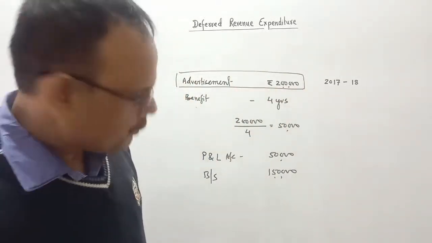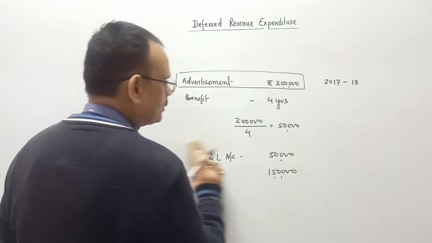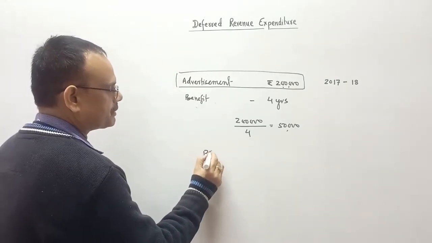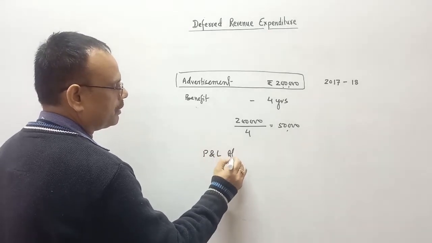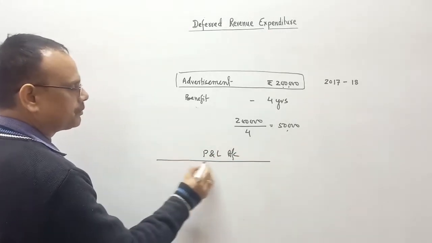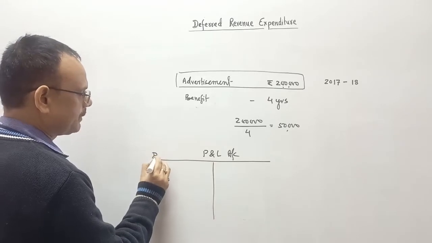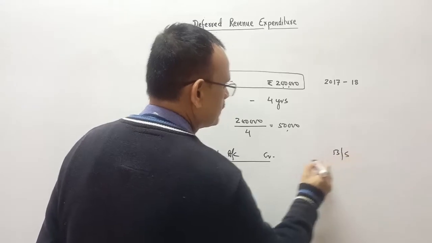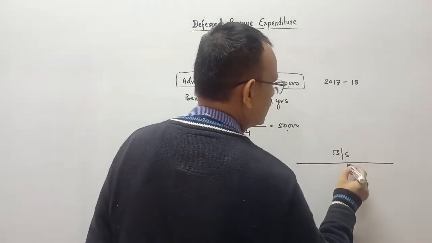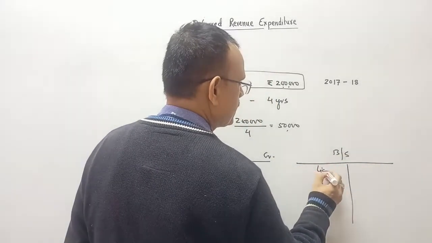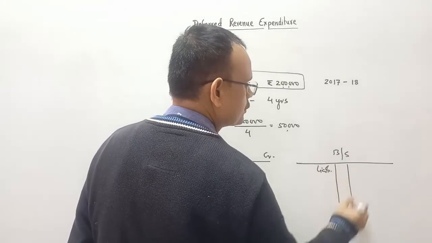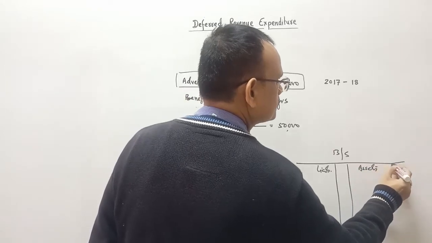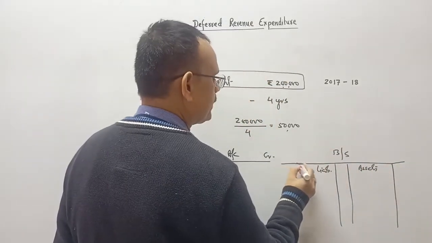So this will continue. You come to the balance sheet and profit and loss account. In the profit and loss account, this is the debit side and this is the credit side. In the balance sheet, this is your liability side and this is your asset side. Is it clear? This is your asset side.